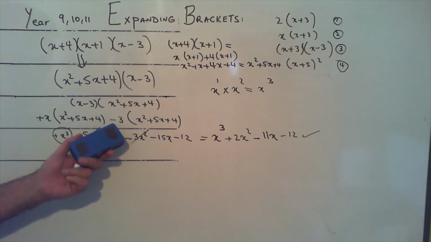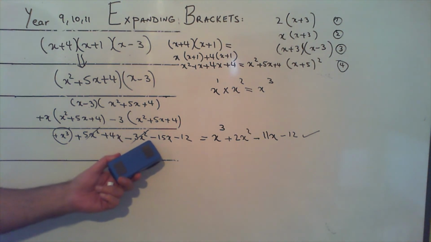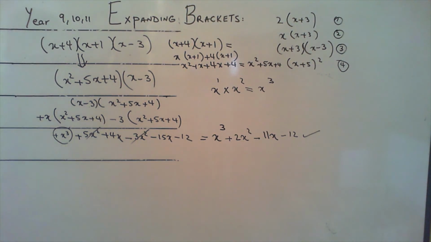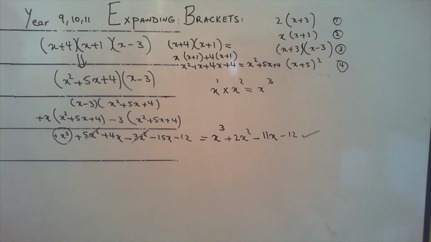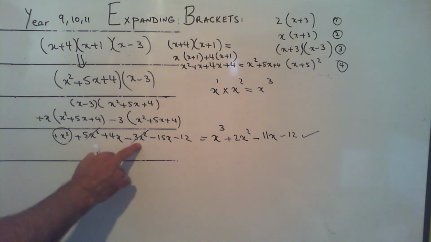Then you got this minus, which multiplied to plus. So all of them will be minus. Minus 3x squared minus 15x minus 12. Having done that, obviously we have to simplify. And it's very easy. x cubed is only 1, so we just write it in there. 5x squared minus 3x squared is 2x squared.